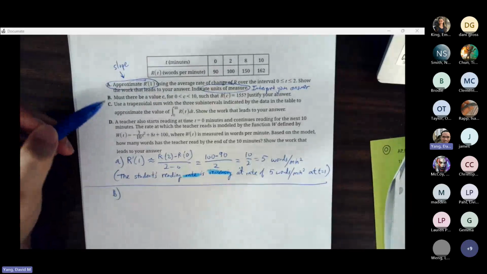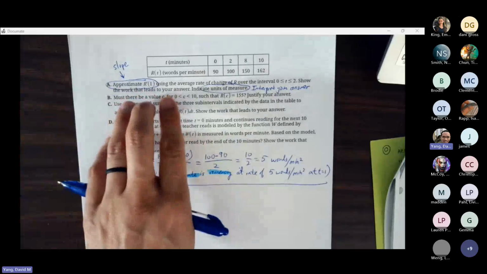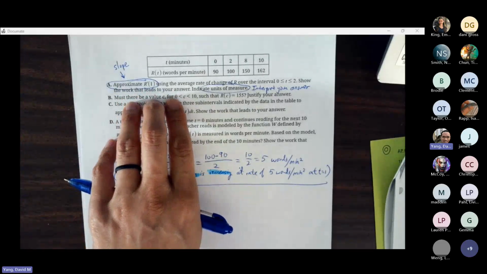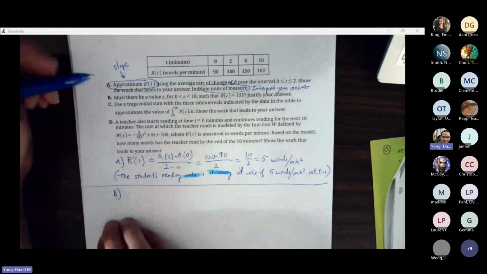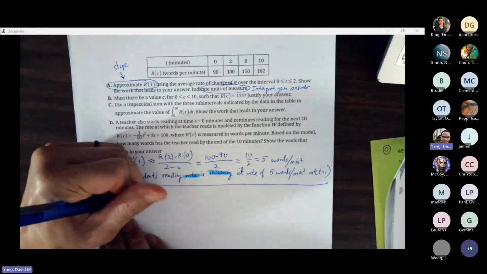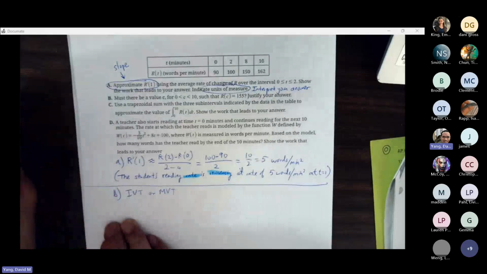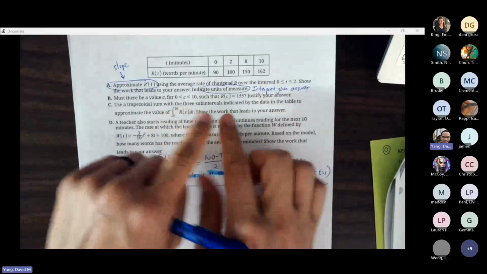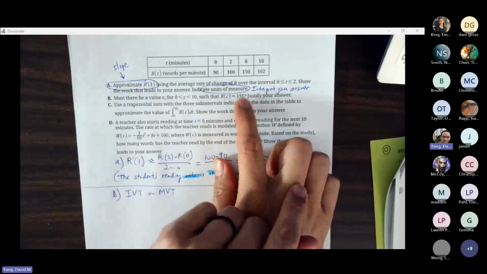Part B, must there be a value? So anytime I see the words must there be a value, I'm thinking, okay, they're trying to ask for a guarantee. And a lot of times it's either going to be IVT or MVT. Usually it's going to fall under one of those two camps. So either we're a slope away from the guarantee or we're at a level where we can indicate that guarantee.